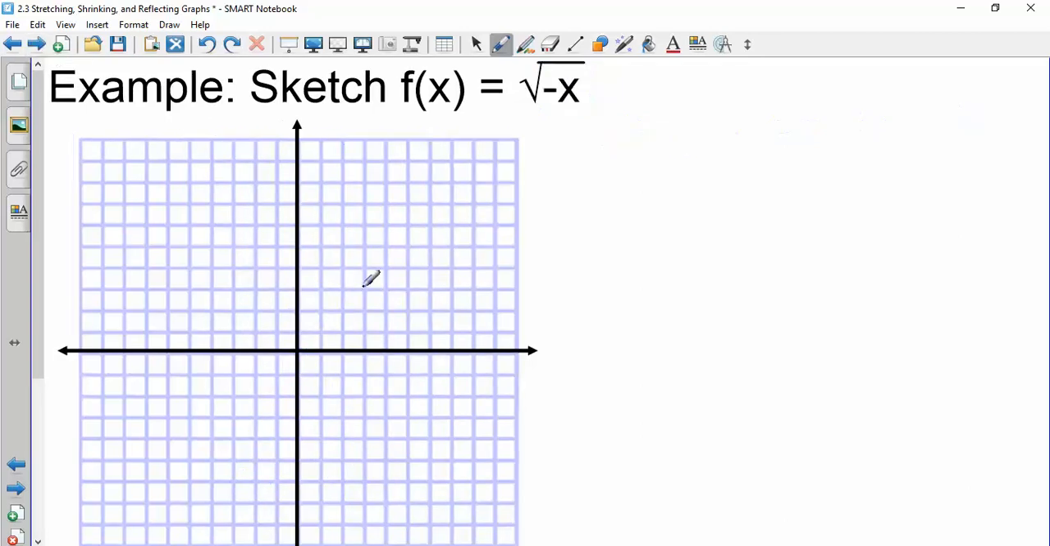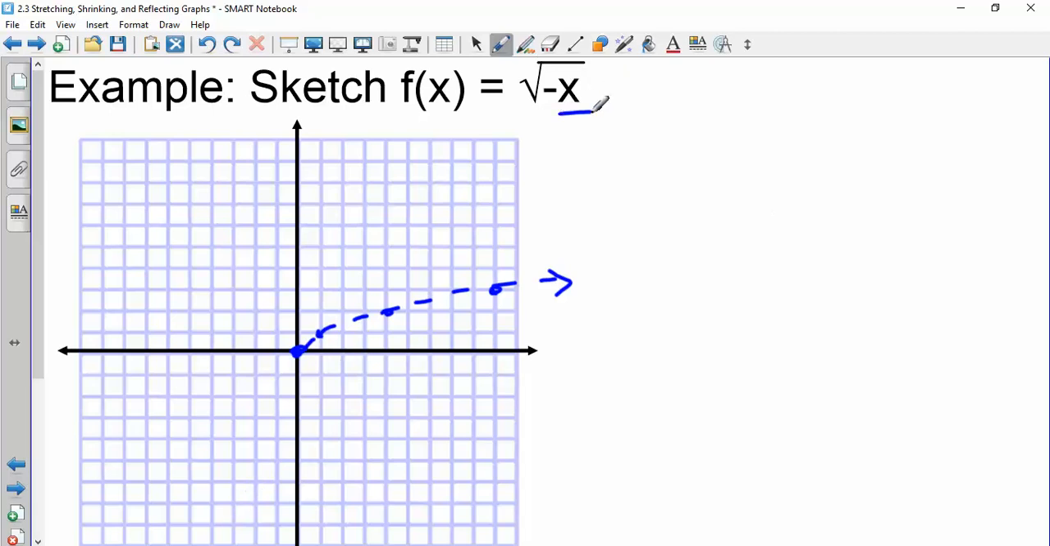I want you guys to try one. So parent function and final graph for me. Plugging in points. Square root of 0 is 0. Square root of 1 is 1. Square root of 4 is 2. If you wanted, you could do 9, 3. This isn't a line, it's a curve. So make sure your graph does appear curved, not just looks like a line going up.